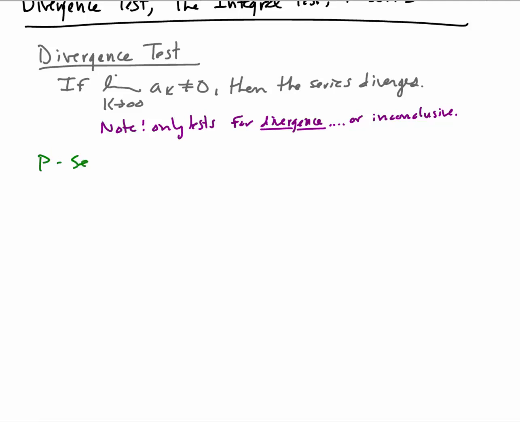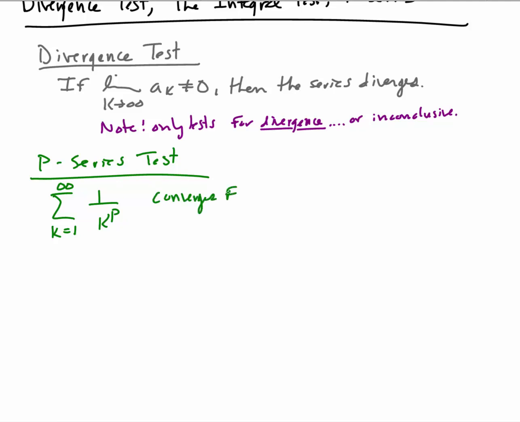The next one I want to look at is a p-series test. A p-series has a specific form: the sum from k equals 1 to infinity of 1 over k to the p. Now k, if you notice here, is changing. p is some constant. Now if we have different values of p, this series will converge for p greater than 1, and it will diverge for p less than or equal to 1. So that's the p-series test.